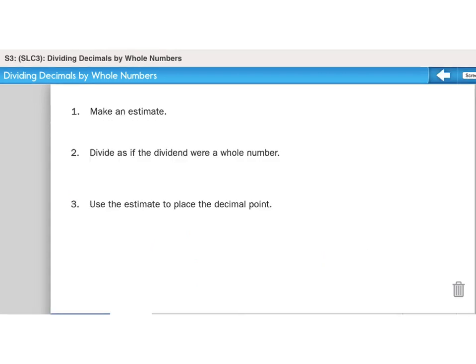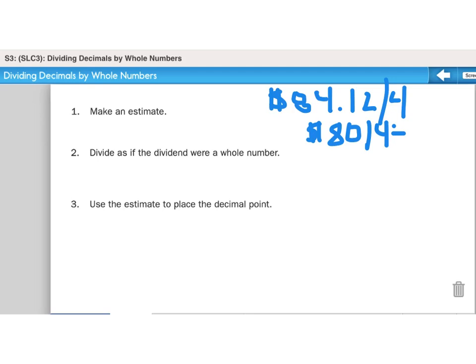Okay, so first step we're going to do is to make an estimate. And if you remember, our problem was $84.12 divided by 4. So let's use an estimation. Let's make our estimate of $84.12. We'll make that 80. We're going to say 80 divided by 4 equals what? That would equal 20. So our estimate is 20.